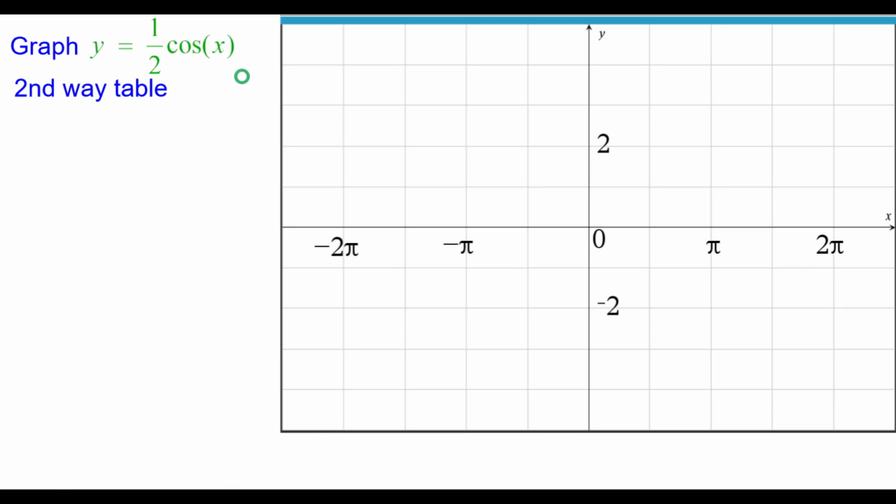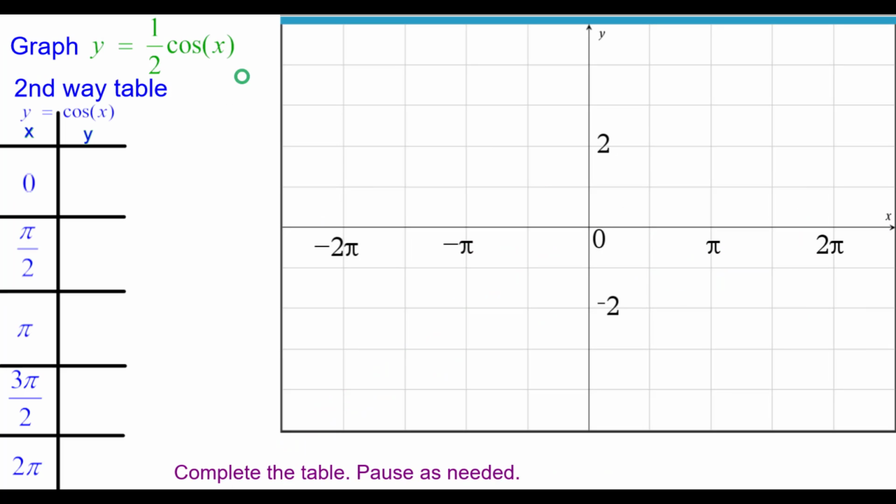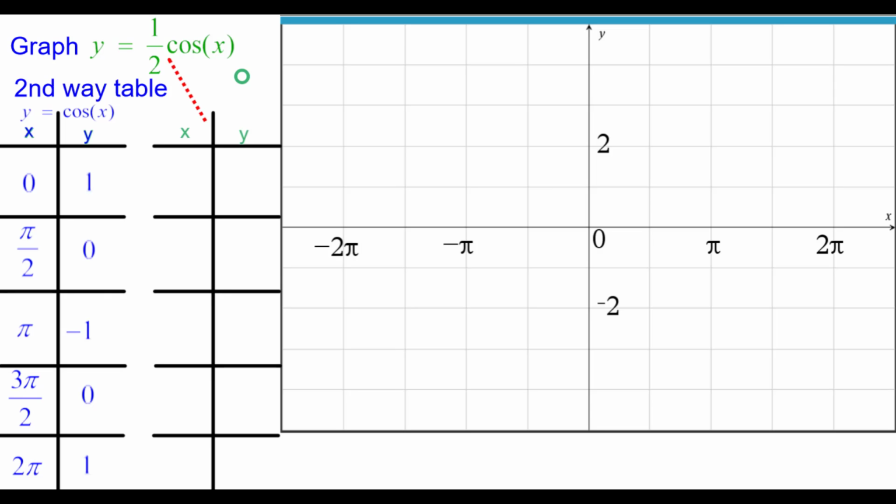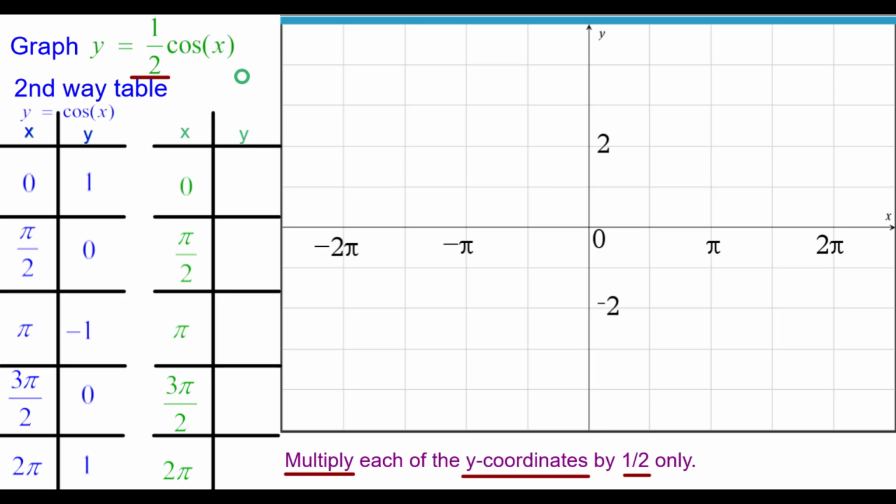Second way is with a table. So we'll start with our unit circle values on the axes. Please complete the table. Pause as needed. And those are the values there. Creating a second table in green. We're going to multiply each of the y coordinates by 1/2 only, meaning the x coordinates remain unchanged. So we'll just fill those in.